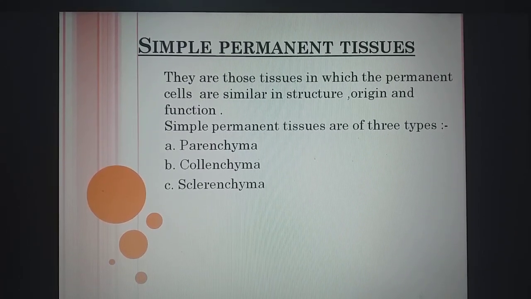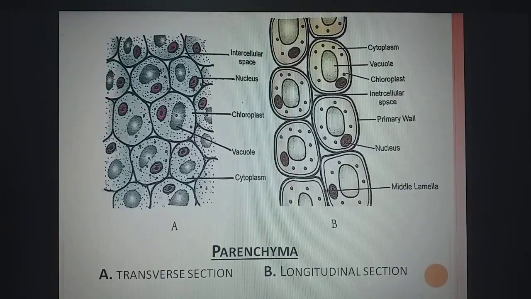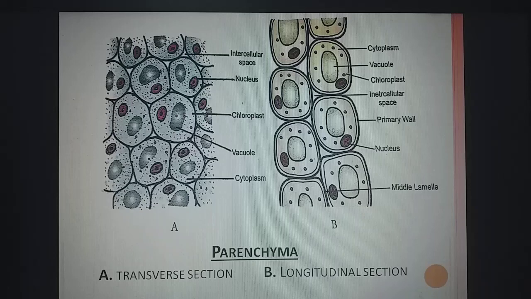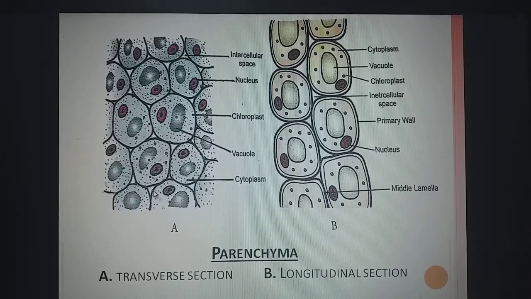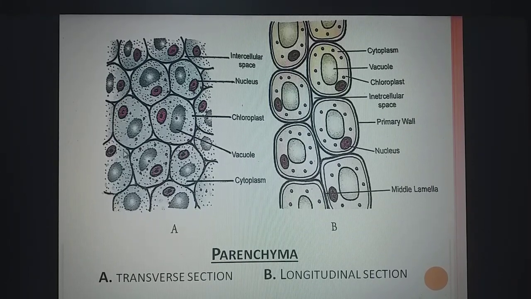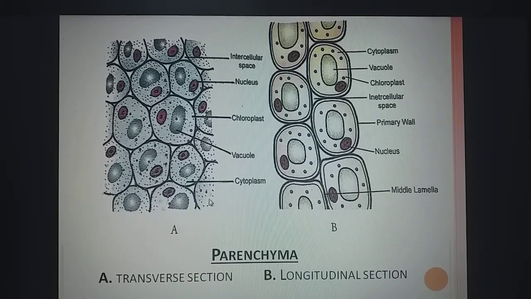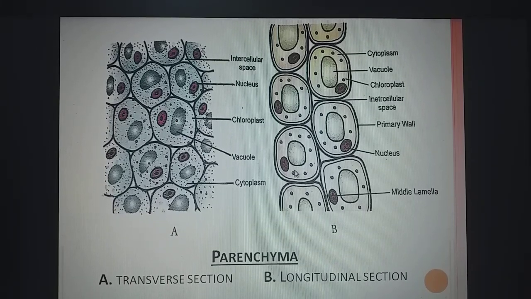So already we have done this parenchyma, collenchyma and sclerenchyma. Let's recall our memory. Parenchyma means simple permanent tissue in which in between the two cells, see here, the intercellular space is present, and this helps to store the food. This is the transverse section and this is the longitudinal section.